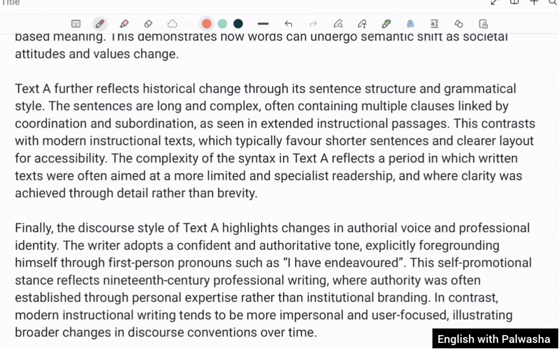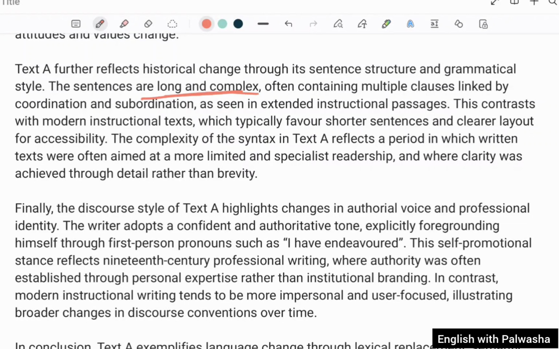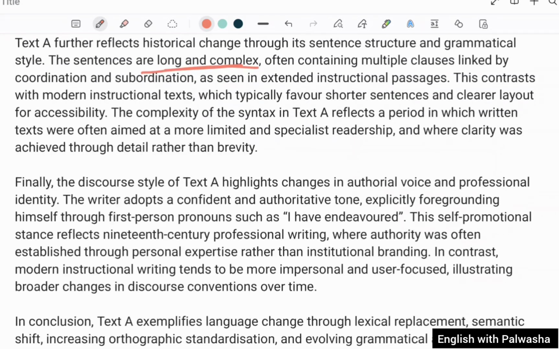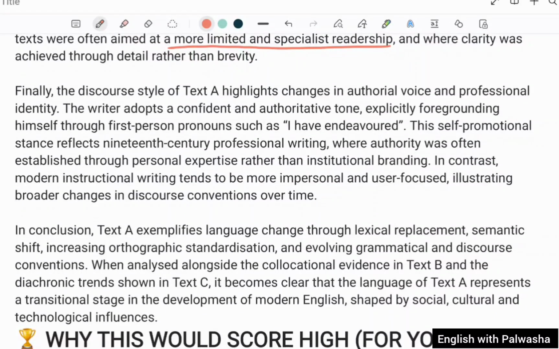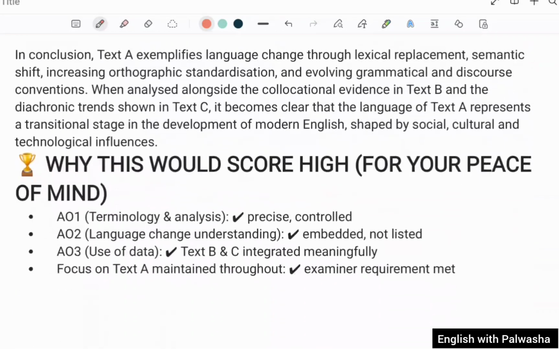Text A further reflects historical change through its sentence structure and grammatical style. The sentences are long, complex. Always comment on the sentence structure, please. Text A reflects a period in which written texts were often aimed at a more limited and specialist readership. Finally, the discourse style of text A highlights changes in authorial voice and professional identity. So this is how the perfect response looks, and you guys can easily create it.